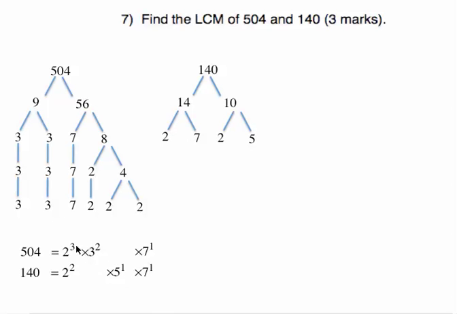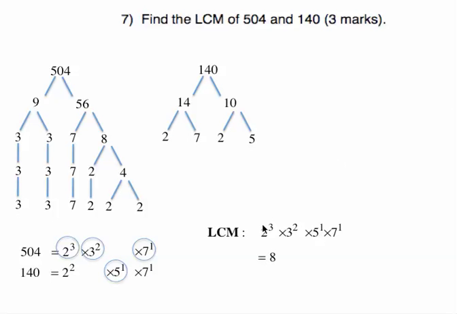For the 2s, which is the bigger power, 2 to the 3 or 2 to the 2? You guessed it, it's 2 to the power 3. For the 3s, there's no choice, so it's 3 to the power 2. For the 5s, once again, no choice. And for the 7s, it doesn't matter which one you pick because they're the same size, so I'm going to pick that one. Then we multiply what we circled. So the LCM is going to be 2 to the 3 times 3 to the 2 times 5 to the 1 times 7 to the 1, like that.